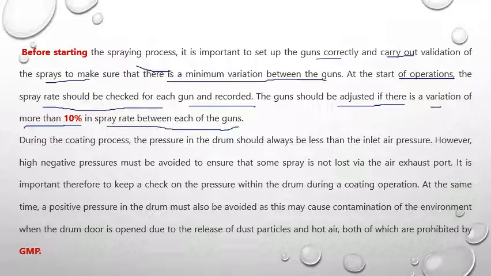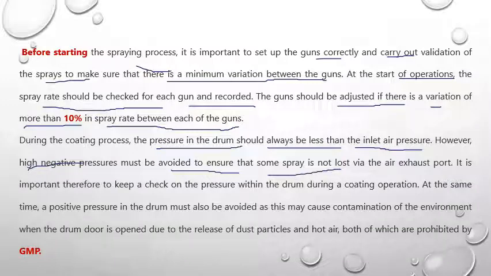During the coating process, the pressure in the drum should always be less than the inlet air pressure. Therefore, high negative pressure must be avoided to ensure that some spray is not lost by the air exhaust port. It is important, therefore, to keep a check on the pressure within the drum during the coating operation.